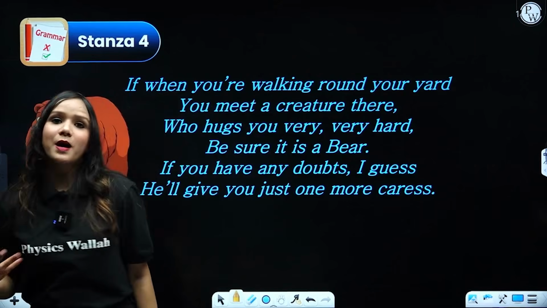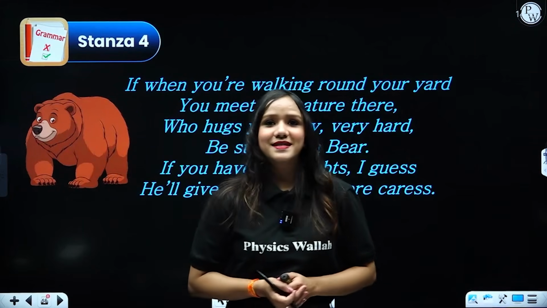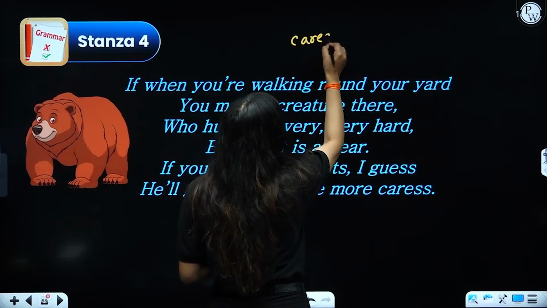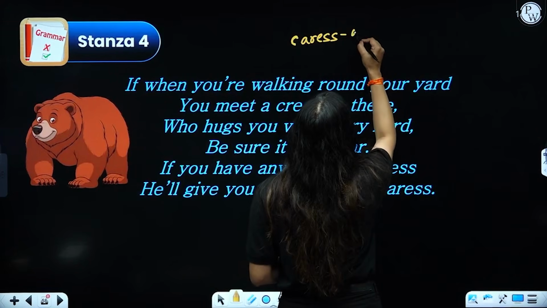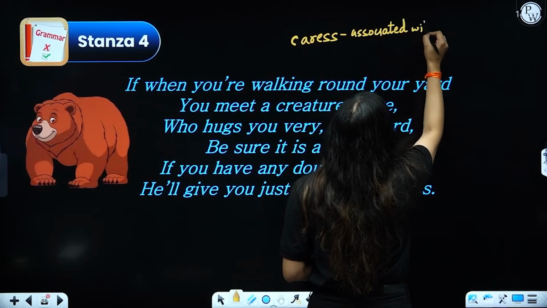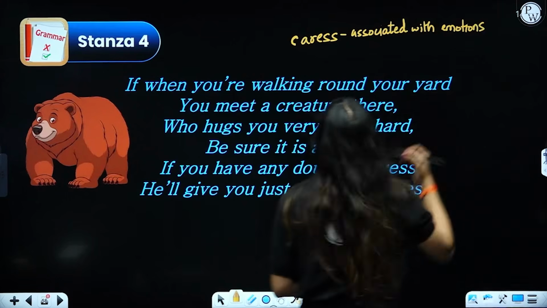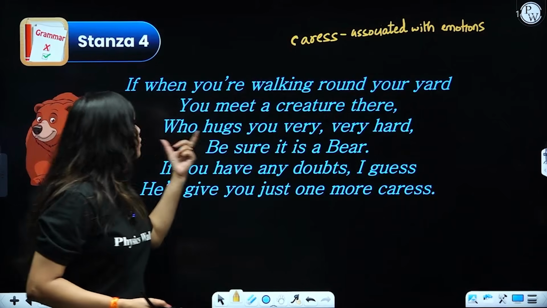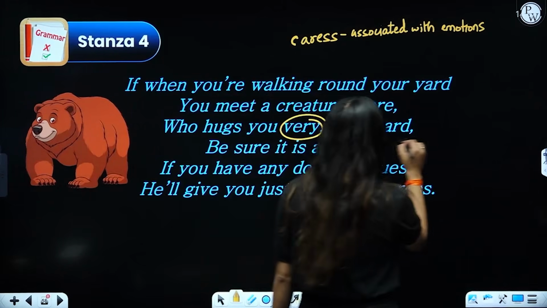Now we are going to talk about the bear. A bear is known for its hugs, its caressing nature, right? Caress is the word which is associated with love, feelings, with emotions. Let us see. When you are walking around your yard, you meet a creature there who hugs you very, very hard. Again, we have seen words like very, very, which shows there is repetition here.